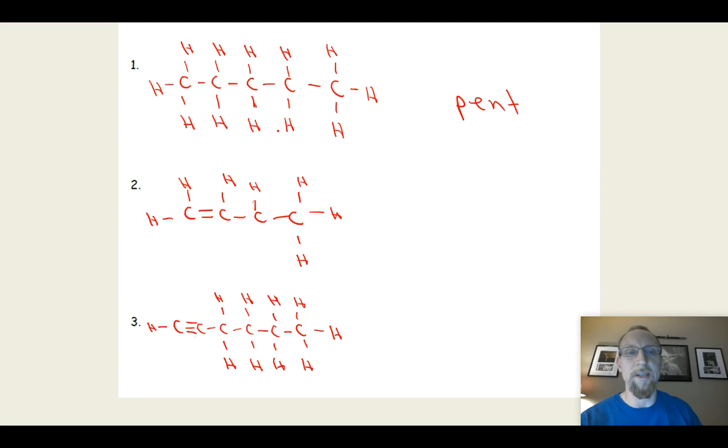So we say, all right, is it an alkane, an alkene, or an alkyne? So this has all single bonds between the carbons. So this is an alkane. So it ends in ane, pentane. That's simple. All right. So this is pentane.